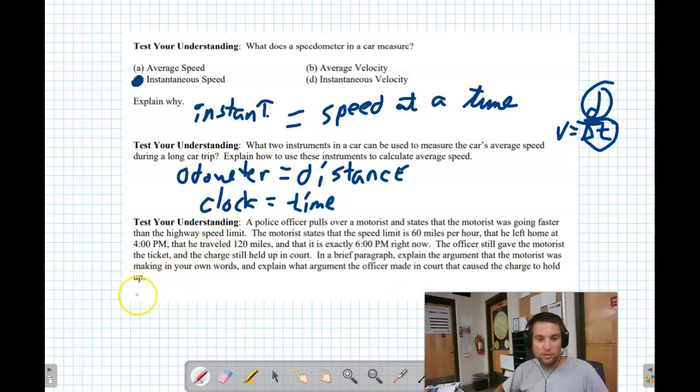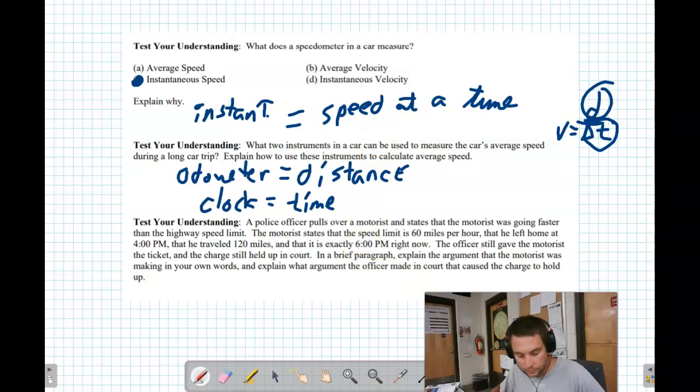Test your understanding. A police officer pulls over a motorist and says the motorist was going faster than the highway speed limit. The motorist states that the speed limit is 60 miles per hour and he left home at 4, traveled 120 miles, and that's exactly 6 p.m. right now. The officer gave the motorist the ticket, and the charge still held up in court. In a brief paragraph, explain the argument the motorist was making in your own words, and explain what argument the officer made in that court case to hold the charge.